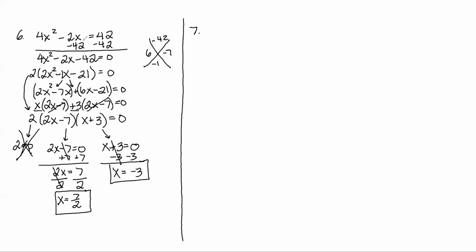Okay, let's try another one. Let's do 49x squared minus 9 equals 0. All right, so this one, it's equal to 0, but it is not factored. So if we take a look at this, we have two terms. Remember, we either have perfect squares or perfect cubes. We have perfect squares, so I'm going to set up our two parentheses.